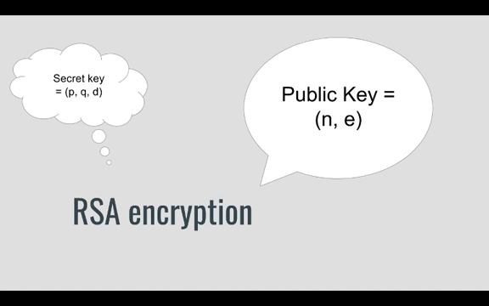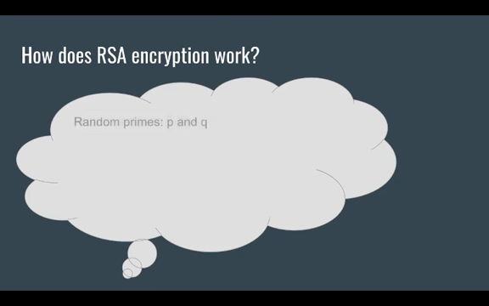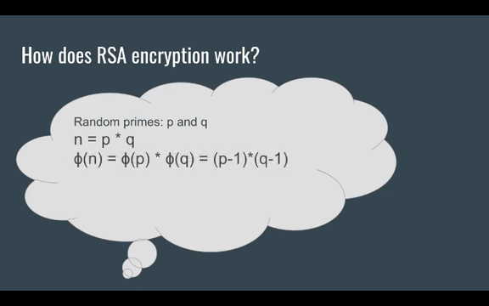The public key consists of two numbers, N and E, and the private key consists of three numbers, P, Q, and D. P and Q are two large randomly selected primes. We'll construct N, the first part of the public key, by multiplying those two primes. To get E, we'll first multiply P minus 1 and Q minus 1, which we'll call phi of N. Then we'll select a random number such that it is greater than 1 and less than phi of N. And this E and phi of N are coprime, that is, their greatest common divisor is 1.